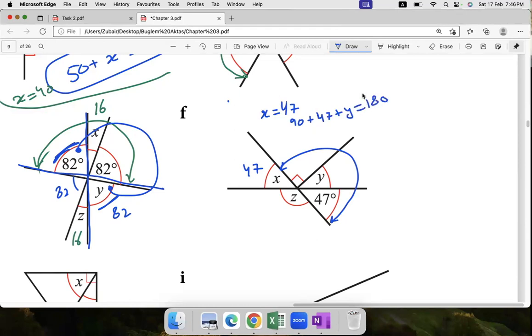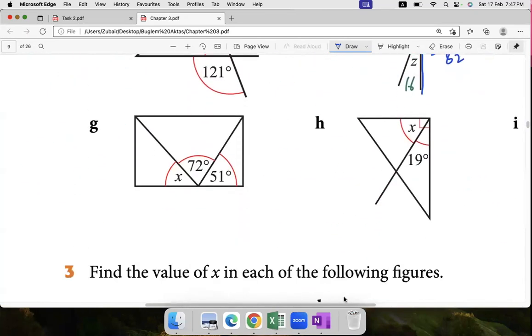So y equals 43. Y is 43, correct. So z is 133. 180 minus 47 or 90 plus 43. Z would be 180 minus 47, 133, or Z would be equal to 90 plus Y. Any approach, both are correct. This is an easy one.